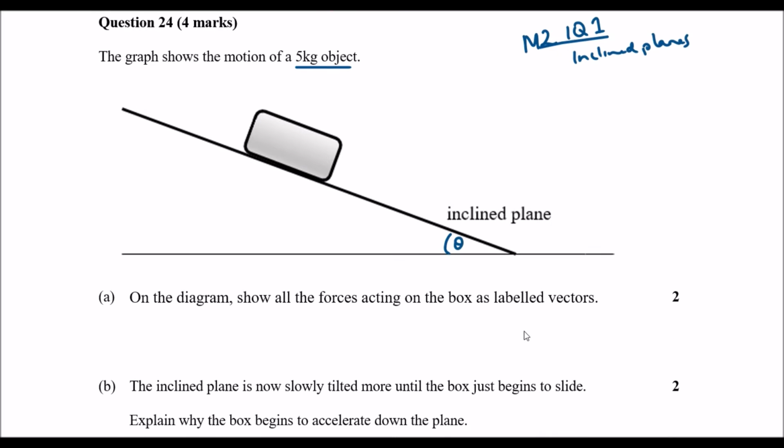Just before we go through that, in the second question, it says the inclined plane is now slowly tilted more until the box just begins to slide. So at this point, our block is stationary. So what's actually happening here? We've got the gravitational force pulling it directly down, and we also have the normal force, which is 90 degrees to the surface.